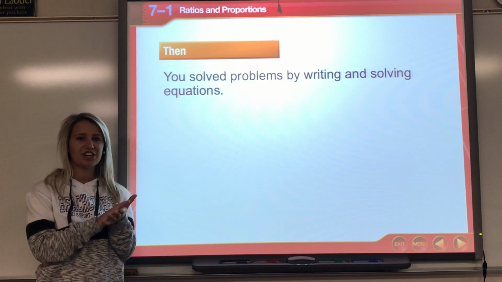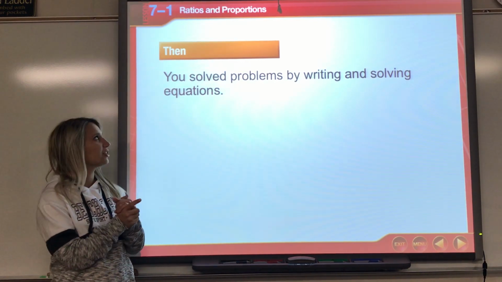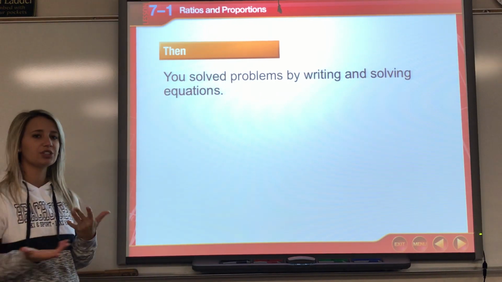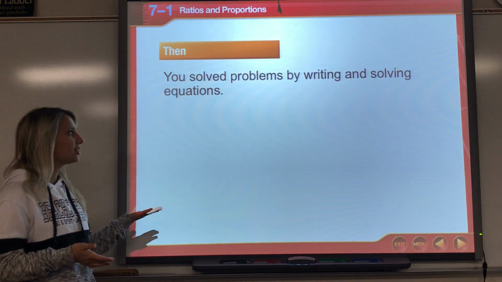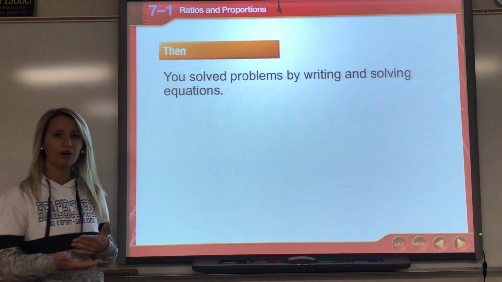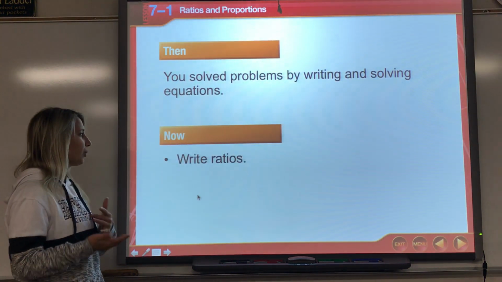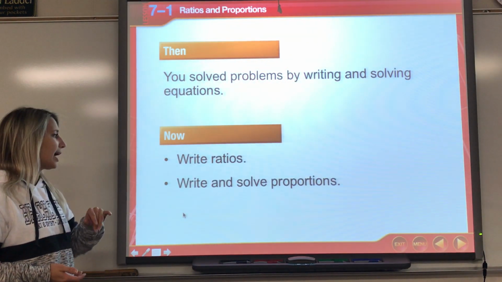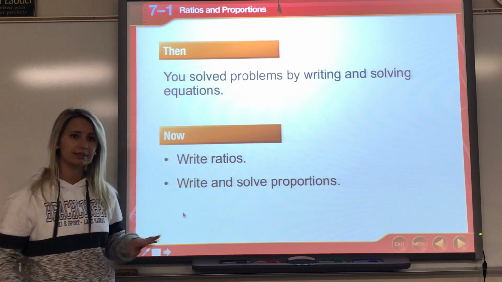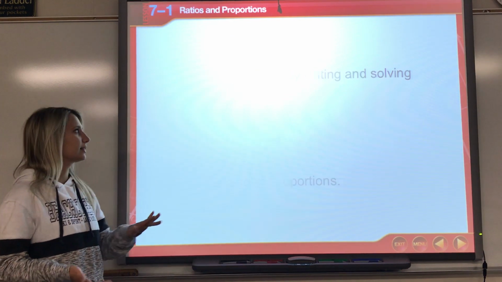Hey guys, we're starting chapter 7 in geometry. So today our section is on ratios and proportions. In the past, we have written and solved equations. Today we're going to work on writing ratios and writing and solving proportions. So a lot of algebra in today's lesson.